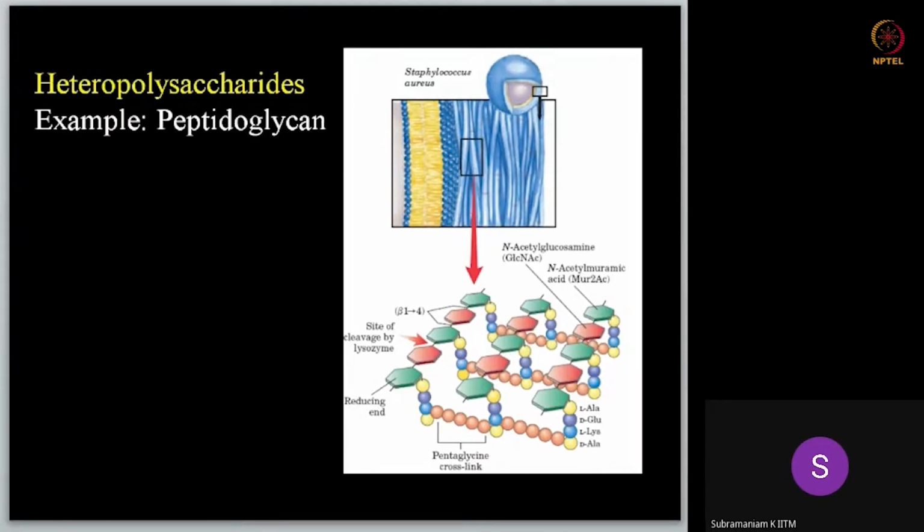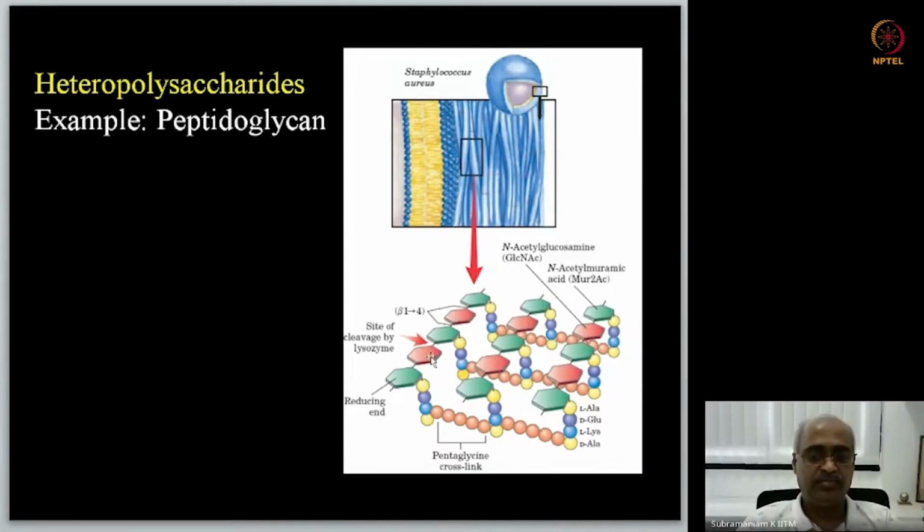Now we will talk about heteropolysaccharides, where you have a mixture. As you can see in this cartoon, you have three chains of carbohydrates, and it is not one single monosaccharide that continuously repeats. For example, in starch, you have glucose after glucose. Instead, here you have a mixture of two different kinds of sugars, and that's why they are called heteropolysaccharides. So here you have N-acetyl glucosamine and N-acetyl muramic acid.